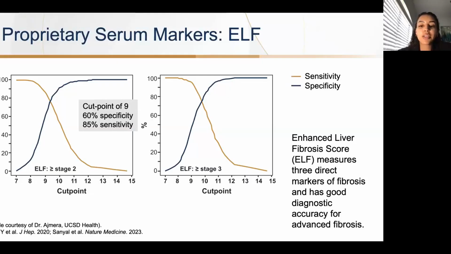This is a test that can be used second line after we've calculated the FIB-4, if the FIB-4 is indeterminate or if it has concern for advanced fibrosis. This is another test that could be ordered. Of course, we have to get additional blood work in order to get the ELF test.